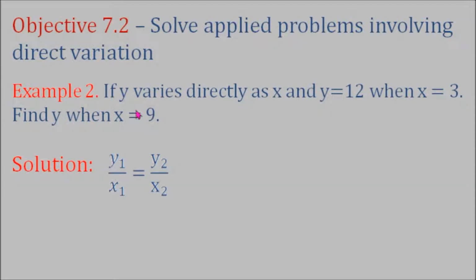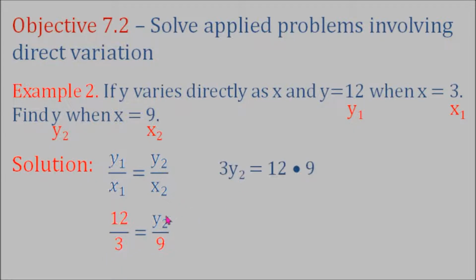We have an alternative solution. We can write y sub 1 over x sub 1 equals y sub 2 over x sub 2. So our y sub 1 here is 12, our x sub 1 is 3, and we are going to find y sub 2 when x sub 2 is 9. Substituting these numbers into our equation, we have 12 over 3 equals y sub 2 over 9.